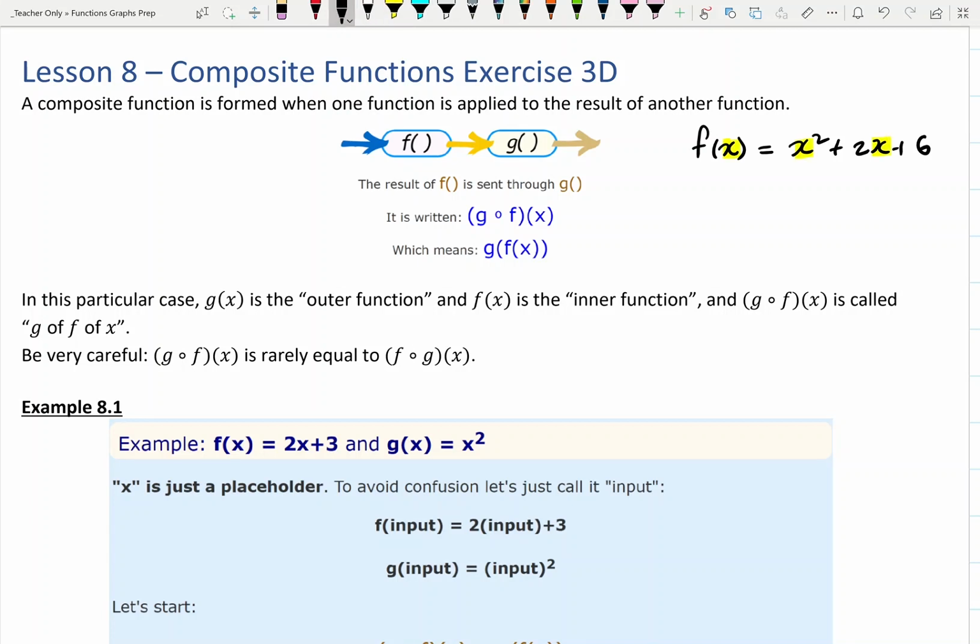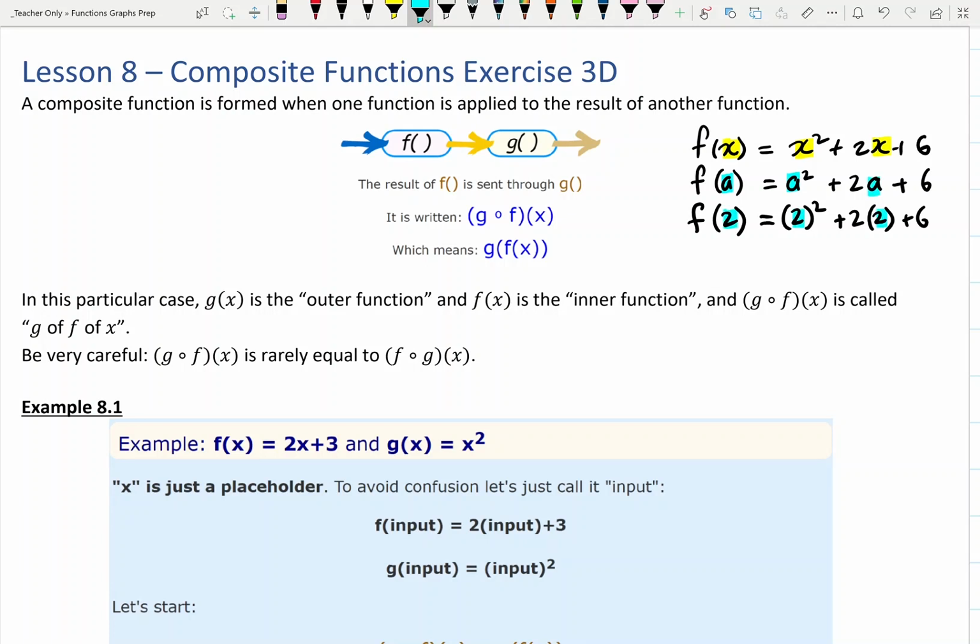Okay, if we change that variable to a, for example, f of a would be a squared plus 2a plus 6. If we changed it to f of 2, it would be 2 squared plus 2 times 2 plus 6. So we're pretty familiar with the idea that whatever is in the bracket is what gets substituted into the equation.